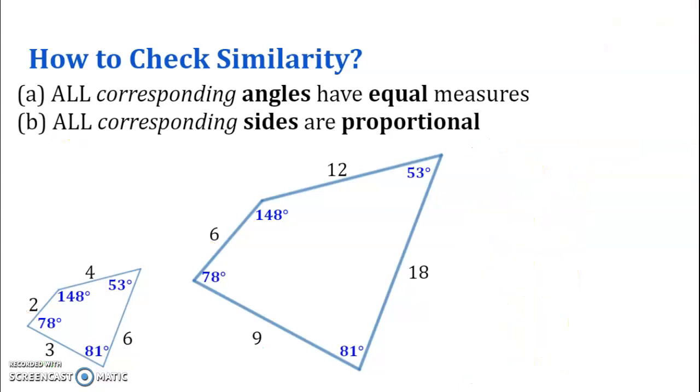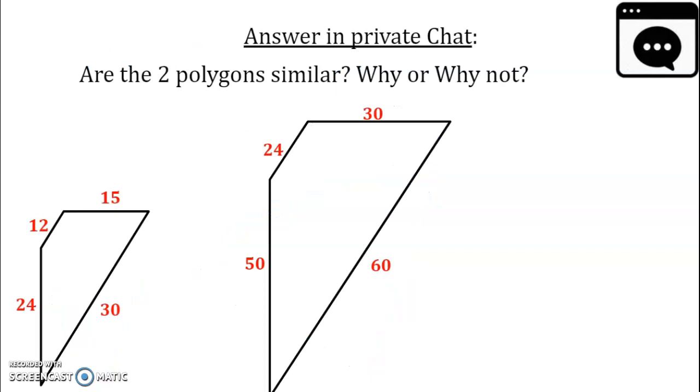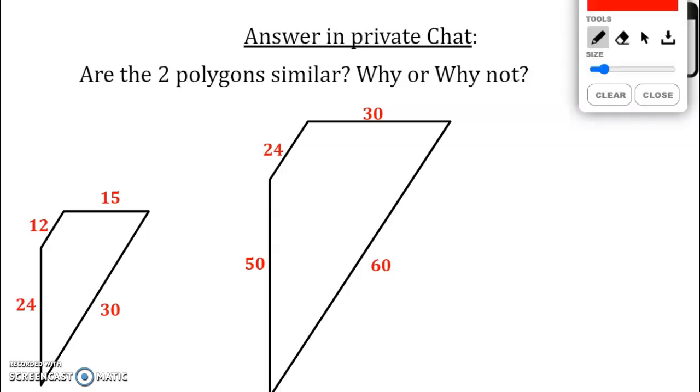Okay, so let's go on to the next one. Please answer in private chat: are the two polygons similar? Why or why not? Please work through this the same way that I did. We're not given any angles, but check out the proportionality of the sides. Please pause the video and do this now, and I'm going to assume that you've done so.